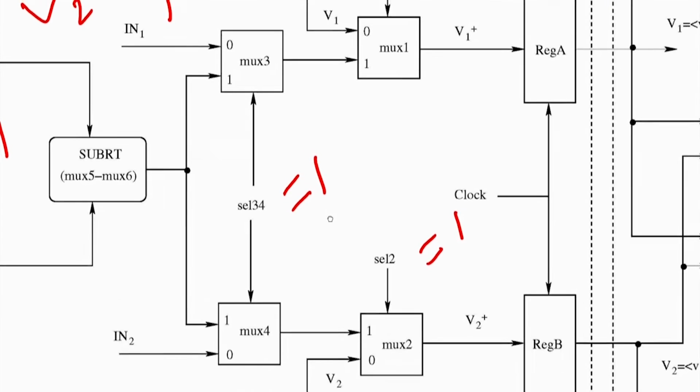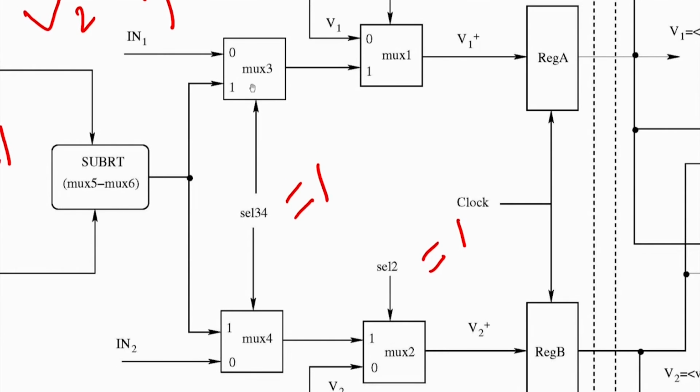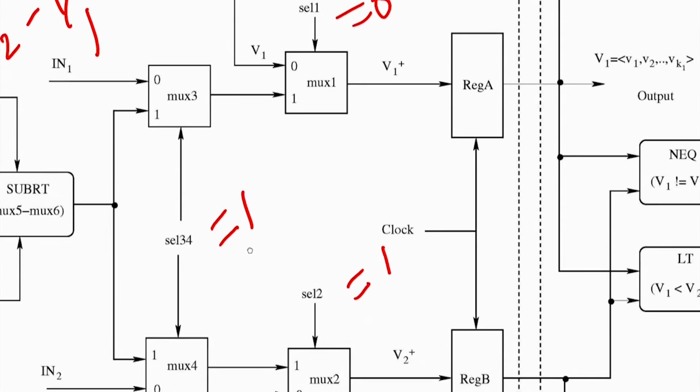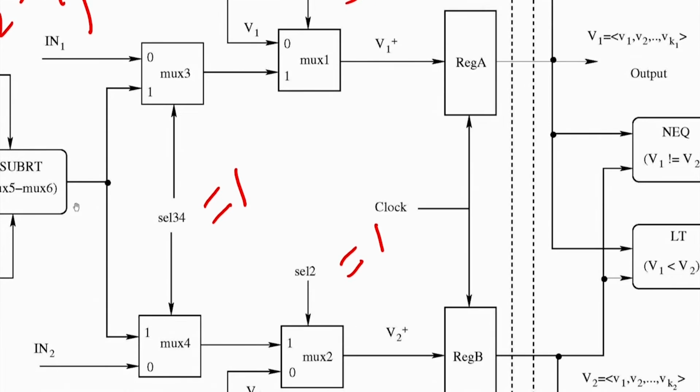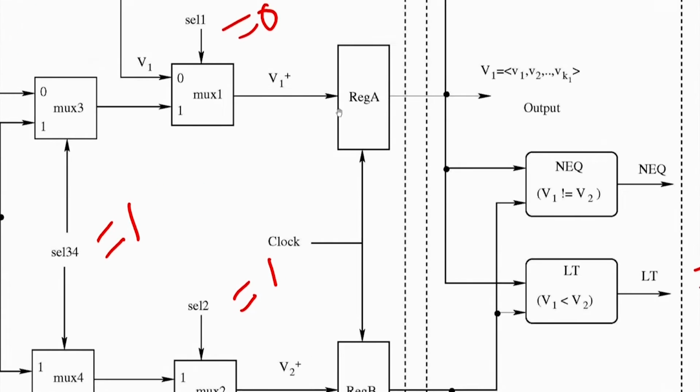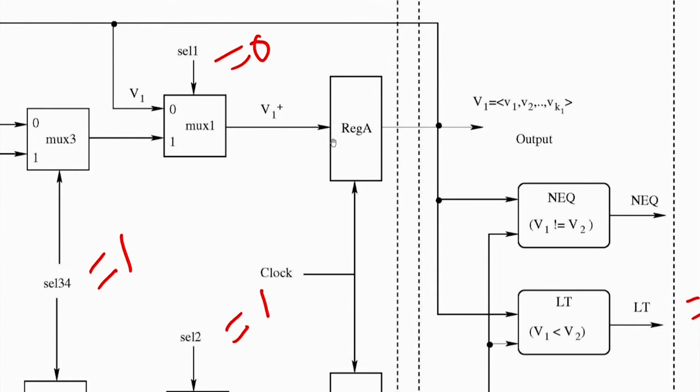So basically from both these multiplexers 3 and 4, I am sending the value of V2 minus V1. Now the output of mux 3 and mux 4 both is having the value of V2 minus V1. So now you see register A, that is equal to V1, should remain constant. Why should it remain constant? Because I am doing V2 minus V1. So V1 should retain. So I am making the select 1 equal to 0.